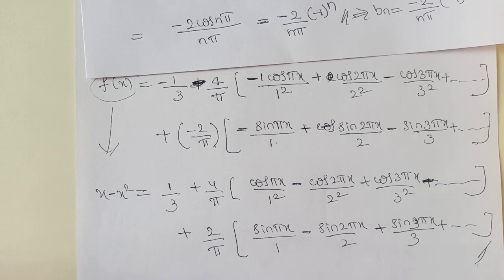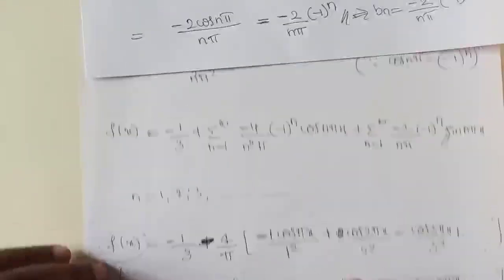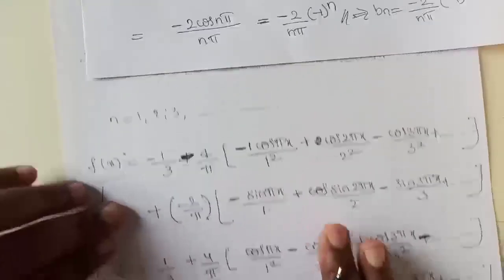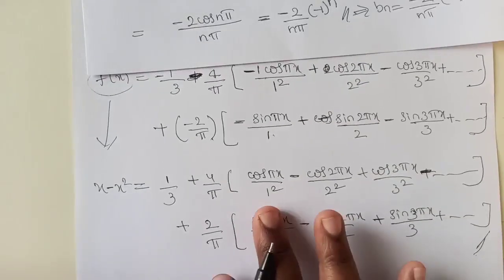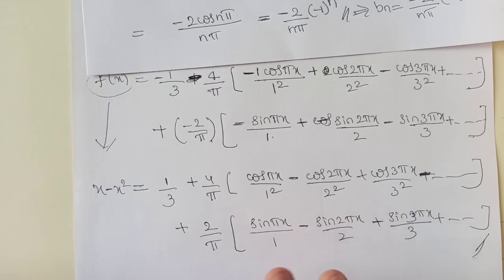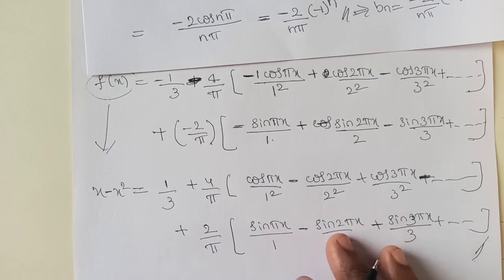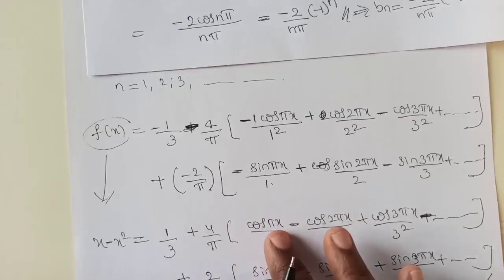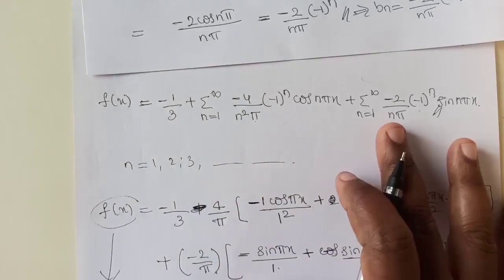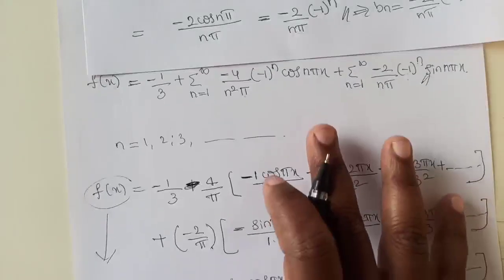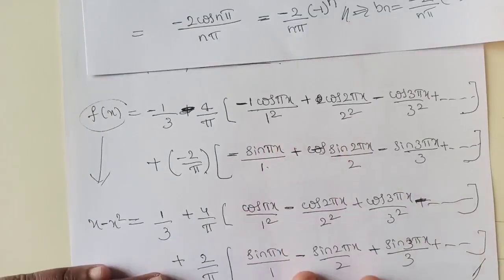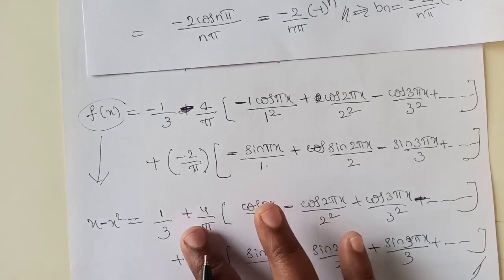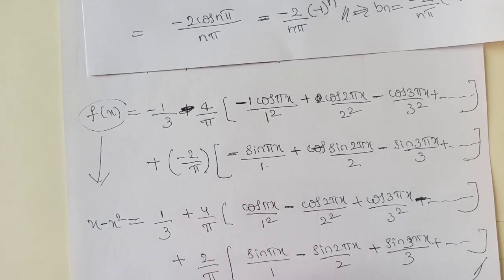Okay, so this Fourier series can be further extended like this. That is, we substitute the n values, n equals 1, 2, 3 and so on. If an and bn values are simple, then you can substitute directly here. Otherwise you can calculate the an value and bn values separately.